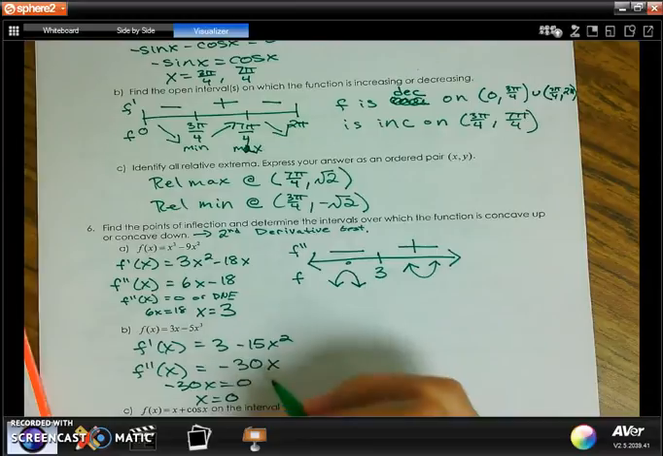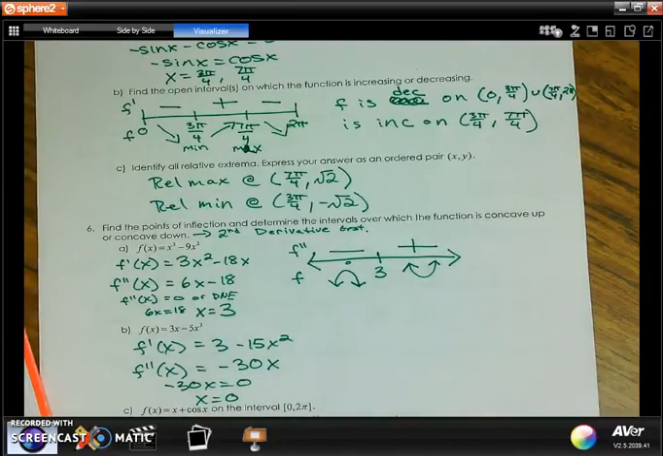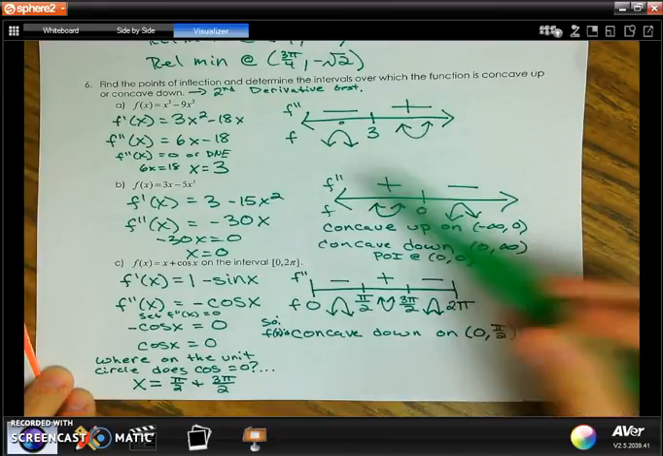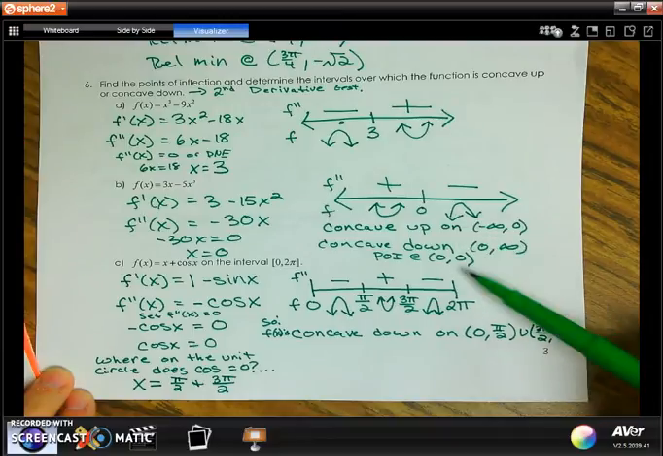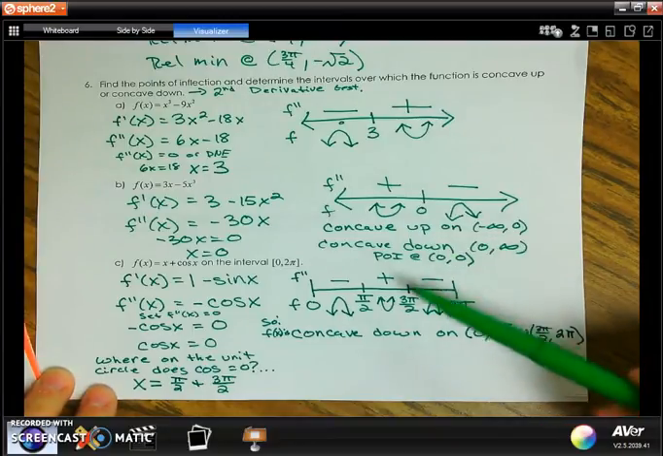So x equals 0 is a possible point of inflection, so I'm going to do my sign chart real quick. When you put 0 on your sign chart, again, you're plugging into the derivative. You get a positive for a number to the left of 0, a negative for a number to the right of 0, and these are your final conclusions.